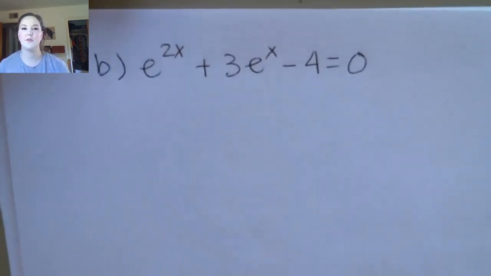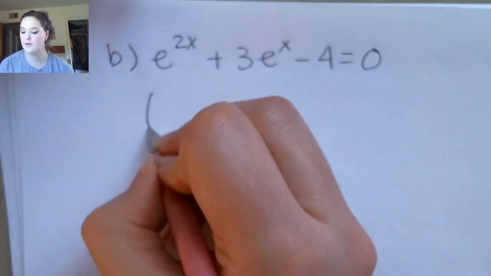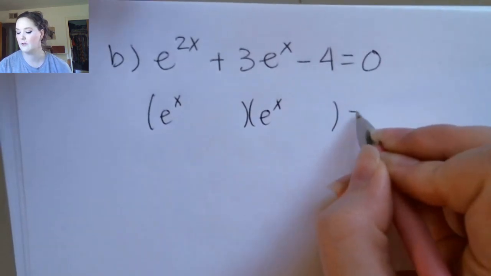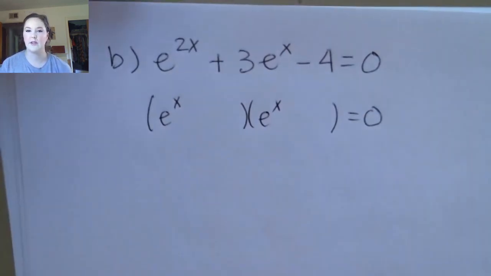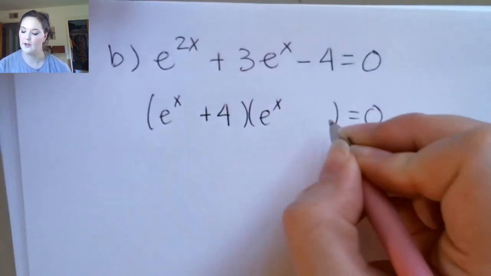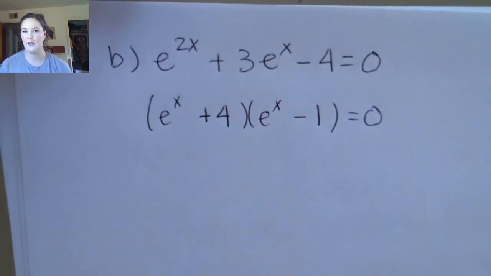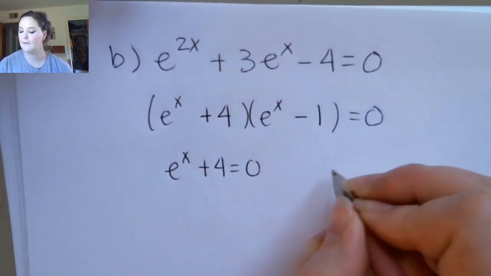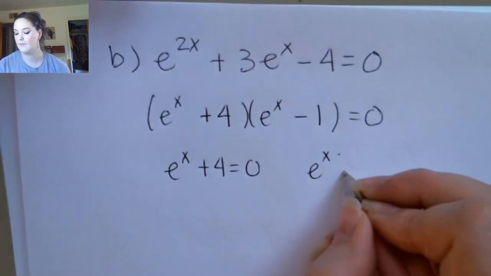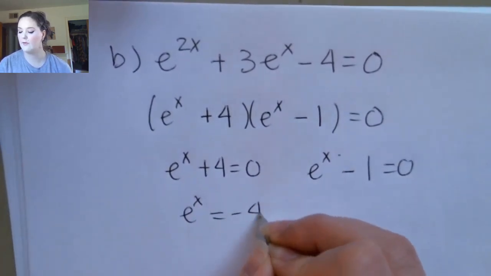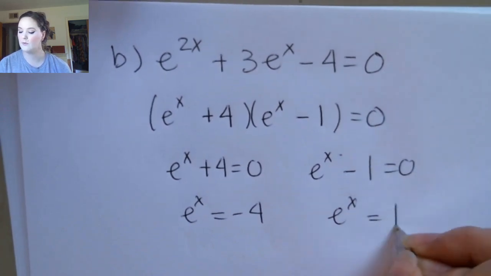Here I'm going to show you what it would look like if you didn't use the u substitution and you just factored directly. We're looking for something that multiplies to -4 and adds to 3, so it should be +4 and -1. Setting each of our factors equal to 0, we get e to the x equals -4 and e to the x equals 1.